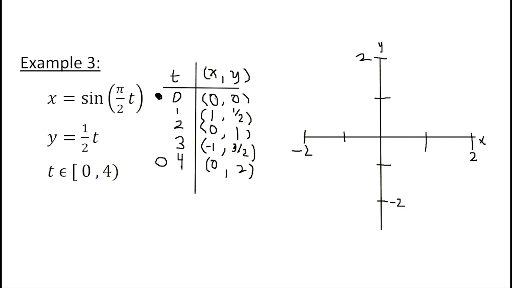Okay, so now we're going to plot our points and just keep track of the direction that we're moving in. So we're going to start at the origin, 0, 0. We're going to go to 1, 1/2. Then 0, 1. Then -1, 3/2. And then 0, 2. So let's see here. Now hold on here. Is that right? I feel like we missed something here, but maybe not.